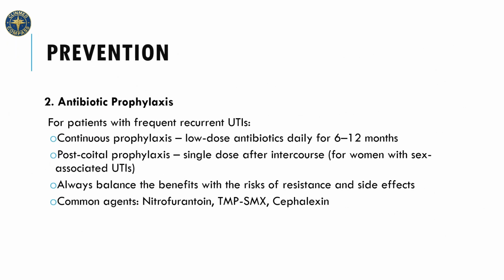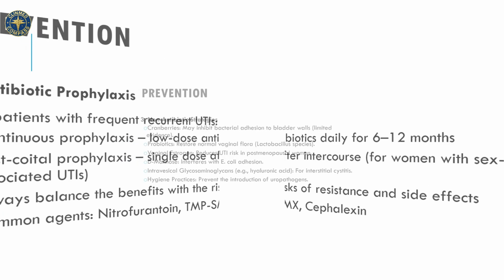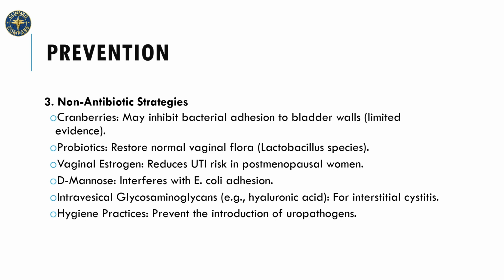For those with recurrent UTIs, antibiotic prophylaxis may help, either as daily low-dose treatment or post-intercourse dosing. Common options include nitrofurantoin, trimethoprim-sulfamethoxazole, or cefalexin, but always weigh the benefits against the risks of resistance. We'll be looking at the non-antibiotic strategies that can be used as prevention. Number one, cranberry products. These may inhibit bacterial adhesion to bladder walls. However, there is limited evidence.